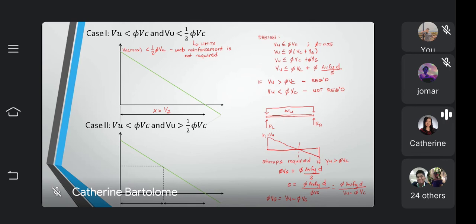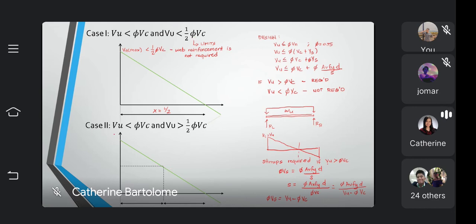How about for case 2? Your VU is less than VBC, so technically, hindi required ang stirrups natin. But take note that your VU is greater than half of VBC. So kanina kasi, less than siya sa VBC, ngayon naman, half of VBC.